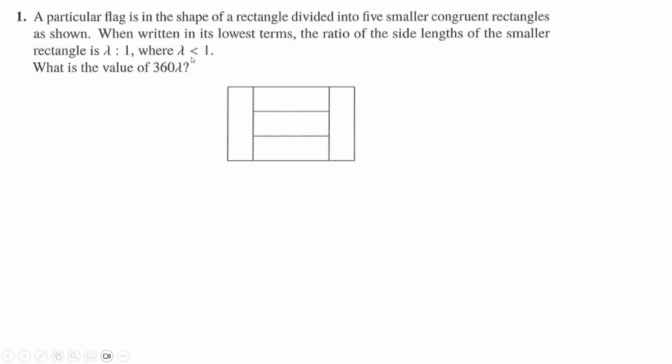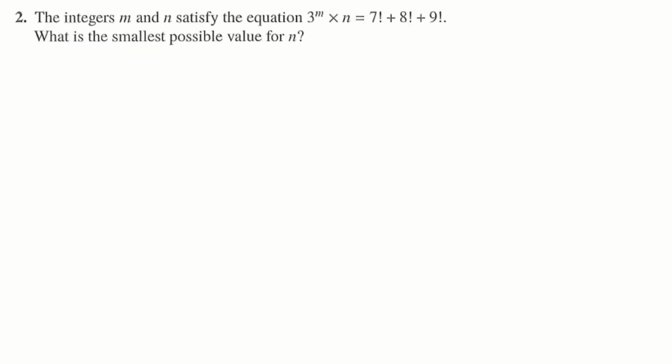No, it doesn't, because lambda's less than 1, so 1 here, lambda there, which of course means with these ones on their side, this is lambda, this is lambda, this is lambda, which means 3 lambda equals 1, and lambda is 1/3. And then times it by 360, you get 120. Nice, easy warm-up question.